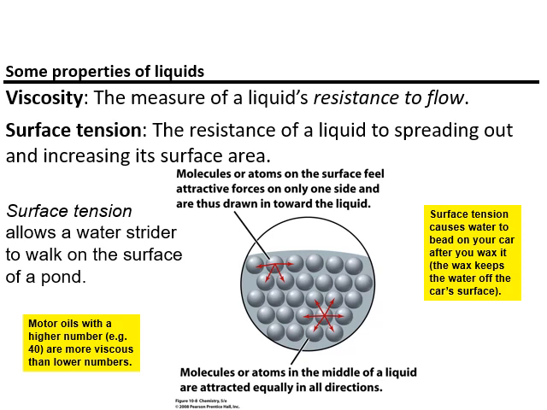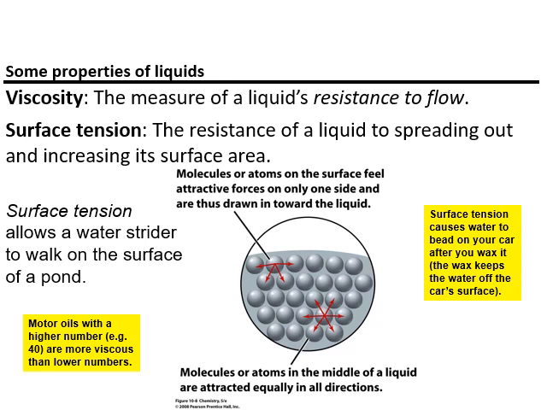So, for example, if you wax your car and then water gets on it, when it rains, the water will bead up, at least until the wax starts to wear off. And the reason is because of surface tension. The surface tension of the water molecules, caused by their polarity, will cause them to bead up.